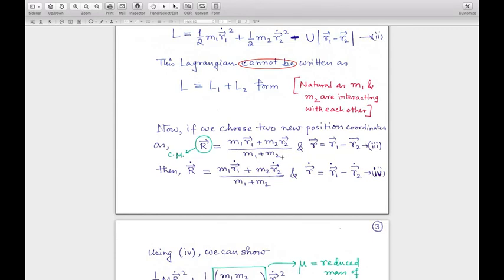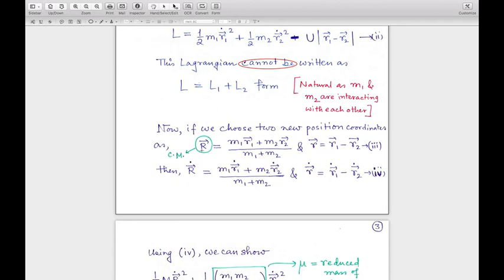So m1 plus m2 is the total mass of the system, which in some cases I will also designate as capital M. And another new position coordinate will be equal to r1 minus r2, which is also easy to understand: it is the relative distance between those two particles. We can also take the dots and we have these relations, 4, from that.